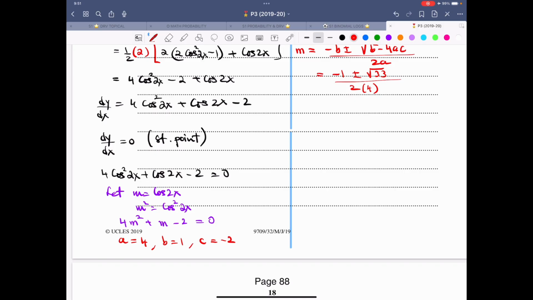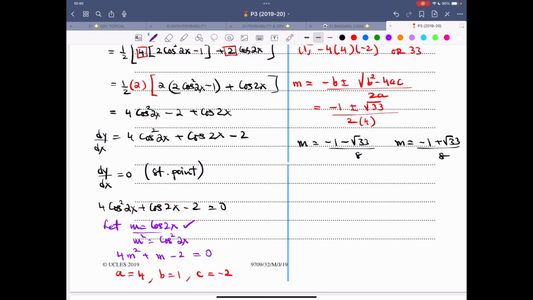So now I have two options. The first one is m equals minus 1 minus root 33 over 8. And over here, m equals minus 1 plus root 33 over 8. So now, after we have found the two values of m, let's also convert it into decimals. The first one, the negative one, is coming out to be negative 0.8431, correct to 4 significant figures. And the other one is coming out to be positive 0.5931.